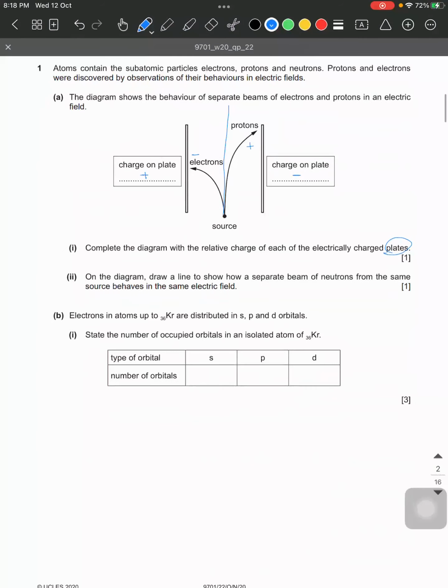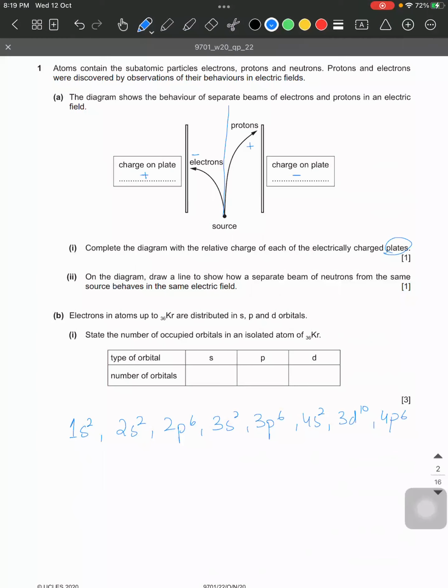Then in part B, they are saying that electrons in an atom up to krypton 36 are distributed in s, p, and d orbitals. State the number of occupied orbitals in an isolated atom of krypton 36. Over here, we need to talk about the number of orbitals overall. So you can write the electronic configuration: 1s2, 2s2, 2p6, 3s2, 3p6, then 4s2, and then 3d10, and 4p6.